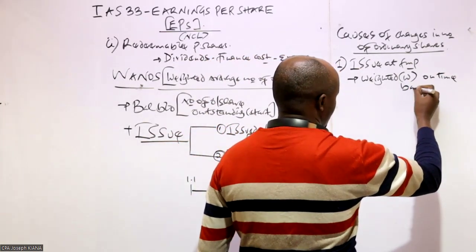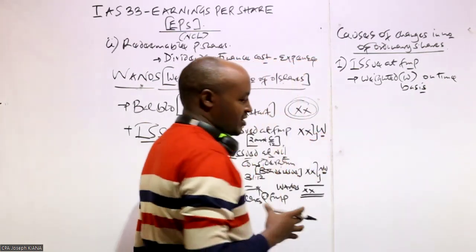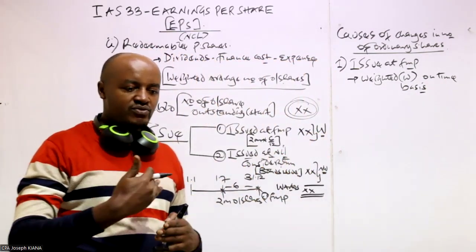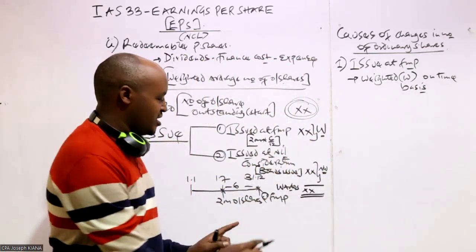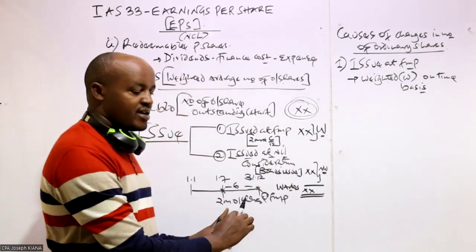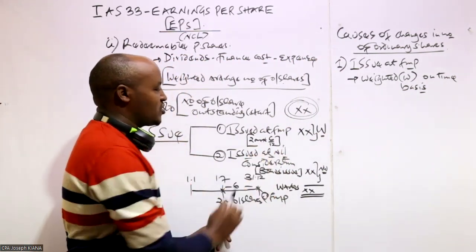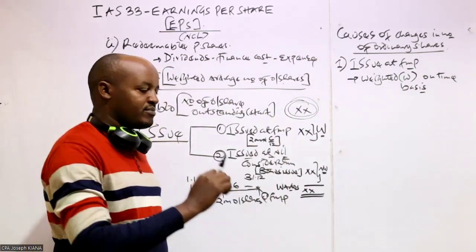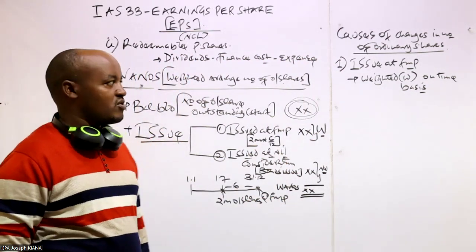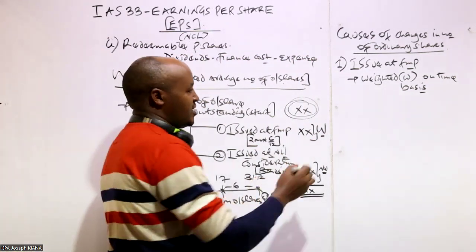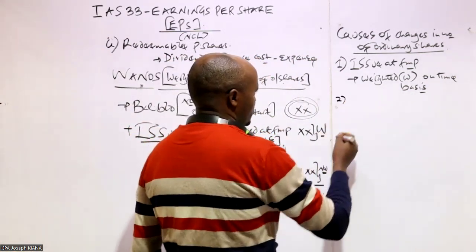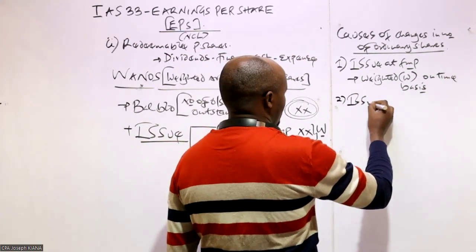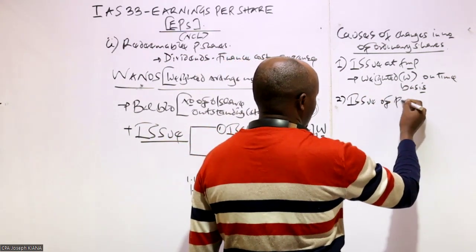Being weighted on time basis, we have said this means that those shares will always be multiplied with the proportion of time they were held. If they were issued 6 months to the end of the year, multiply them with 6/12. If they were issued 3 months to the end of the year, multiply them with what? 3/12. That's what you mean by the shares being weighted on time basis. Then number two, we have issue of partly paid shares.